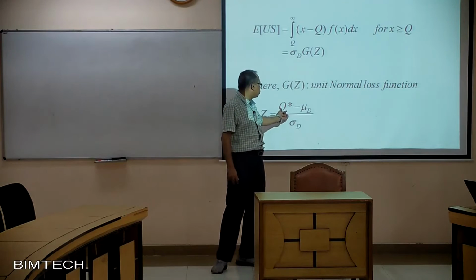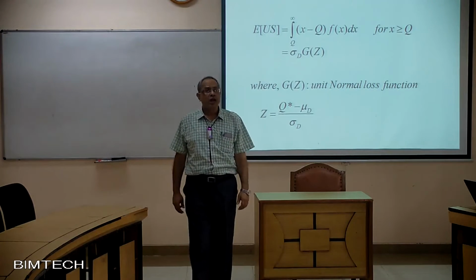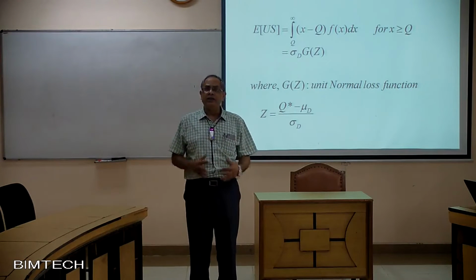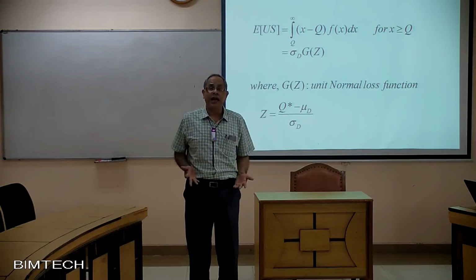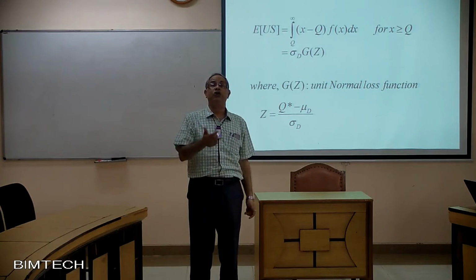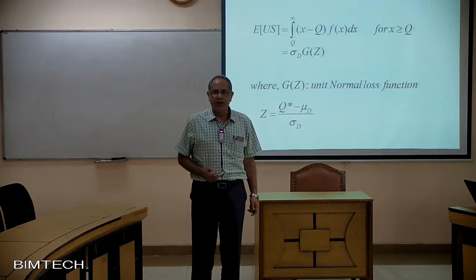Now, why are we using q star here and not any q? The reason we are using q star is because we are not interested in calculating the profit for any q. We are interested in calculating the profit at q equal to q star, because that profit is the maximum that we can get.